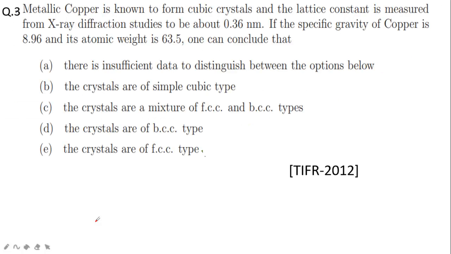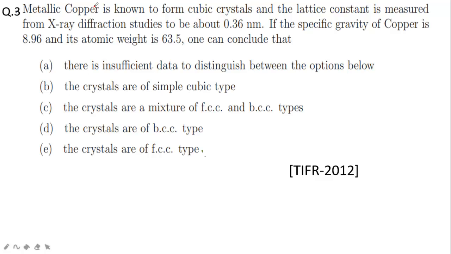Question third. Metallic copper is known to form cubic crystals and the lattice constant is measured from X-ray diffraction studies to be about 0.36 nanometer. If the specific gravity of copper is 8.96 and its atomic weight is 63.5, one can conclude that... it is an easy question. There are 5 options and you can easily find out the result. We have to conclude what type of crystal structure it is. They are talking about metallic copper, and we have to find out what type of crystal structure metallic copper is achieving.